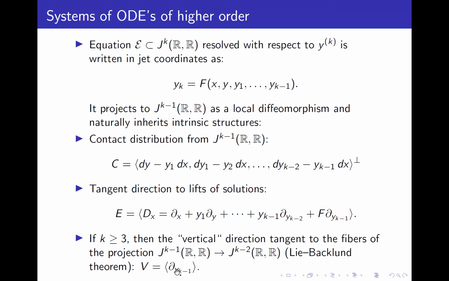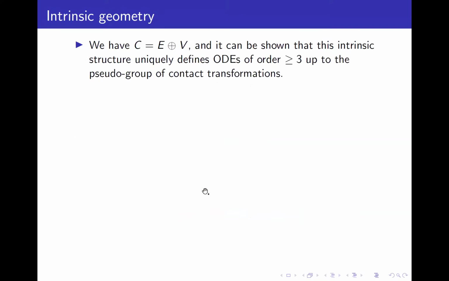So explicitly, this direction is given by this vector field, the vertical vector field. And what's important is that these two vector fields, the total derivative and this vertical vector field, define a decomposition of C into the direct product of two one-dimensional subspaces. So we have the contact distribution decomposed as E plus V.